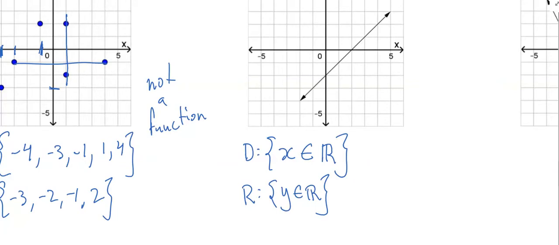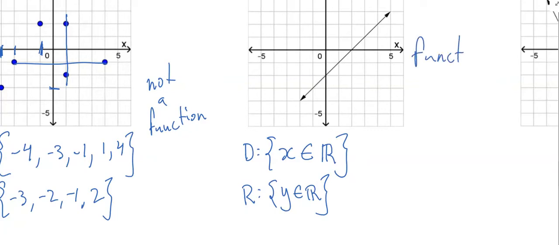Is it a function? Visualize a perfectly vertical line, a straight up and down line moving along that graph. Is there anywhere that it'll cut it twice? Zach, what do you think? It's a function. It passes the vertical line test. There's no vertical line you could draw that will go through it twice.